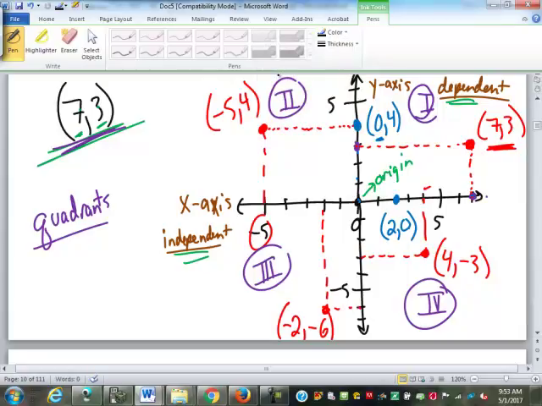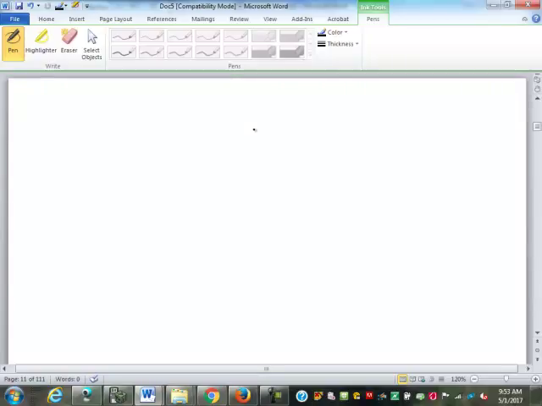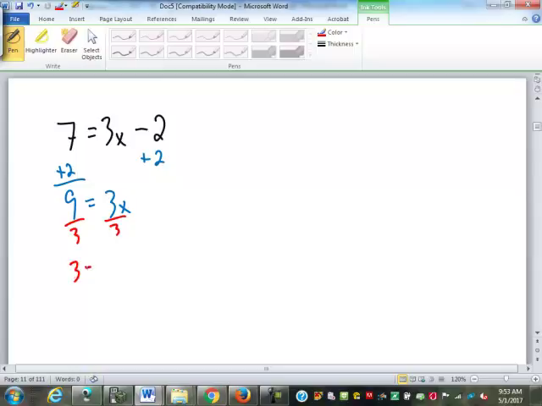This is an incredibly important tool for expressing solutions to certain equations. Let me show you an example here. If I take an equation like 7 equals 3x minus 2. We solved equations like this back in about the third week of the semester. What did we do? We add the 2. So 9 equals 3x, and then what? Divide by 3. So 3 equals x.